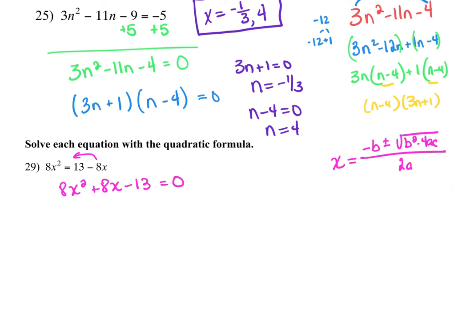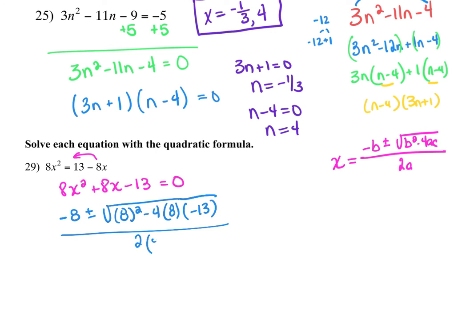So I have negative b, so that is negative 8. Negative 8 plus or minus the square root of 8 squared minus 4 times a, which is 8, times c, which is negative 13, all over 2 times a, which is 8. Then you're just doing order of operations, legit, okay? Order of operations. Negative 8 plus or minus the square root of 64 minus, what is it, 32 is 320 plus 90 is 410 plus 6 is 460. Yeah. Is it 416? Okay.